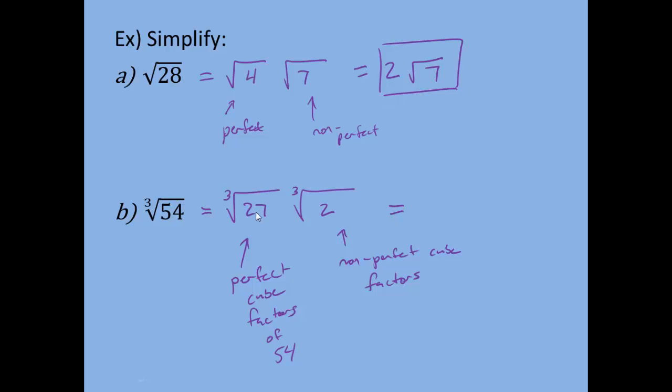And then if you take the cube root of 27, that's going to be 3, because 3 times itself 3 times gives you 27, and then this will be the cube root of 2. You can't evaluate that. There's no number times itself 3 times that gives you 2, and so you got it.